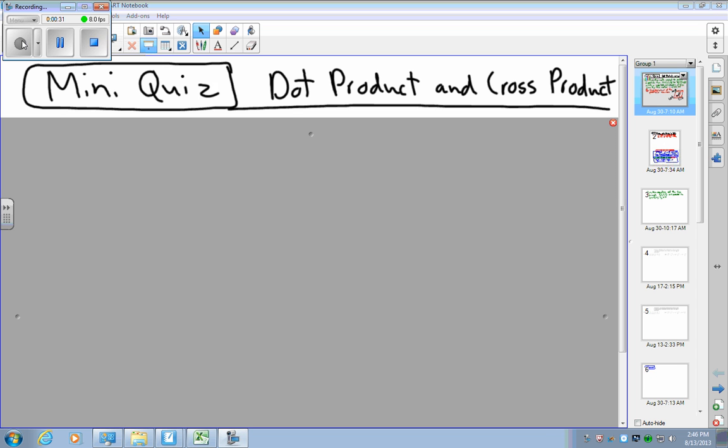But before you do that, you have a mini quiz on the dot product and cross product, which we'll be using heavily in the next couple of days. So take out a sheet of paper. It's only 2 questions, one on dot, one on cross. You don't know which one's which. Should be pretty straightforward. When you finish it, just turn it into the sub, and then we can continue on with the video lecture.